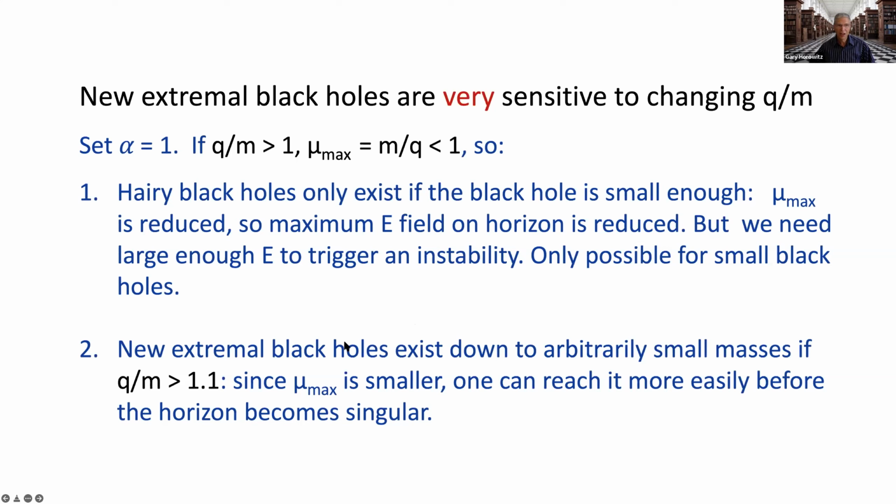It also turns out that the new extremal black holes now can exist to arbitrarily small masses. So we don't have a minimum mass where they become singular, as soon as Q over M is bigger than 1.1. And that's just because we've reduced this maximum mu, and so you reach it sooner, and you can reach it before the horizon becomes singular.